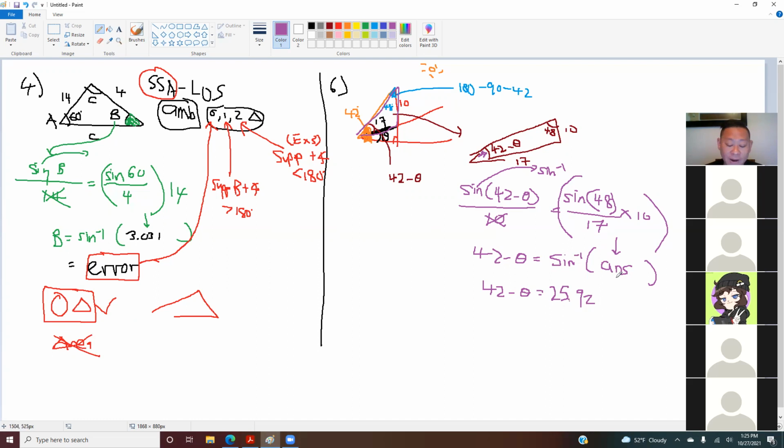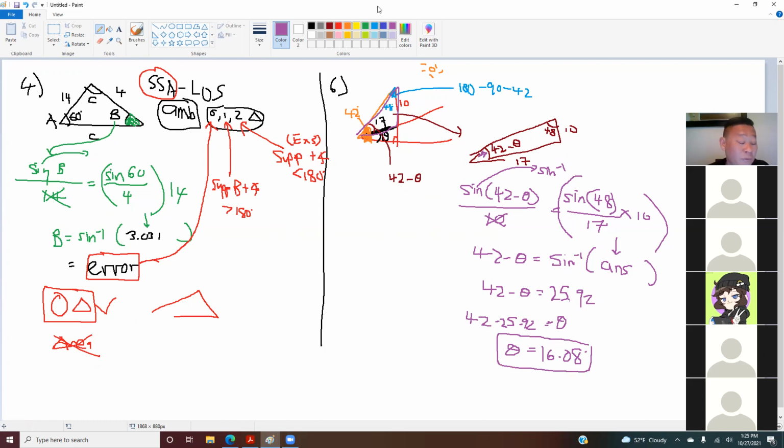You get 25.92. Now in order to find theta, you just take 42 minus this number, 25.92. So your theta in this case is 16 point something. This is how we do this question, number 6.